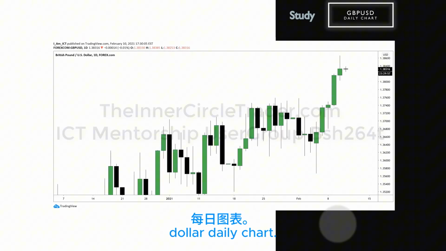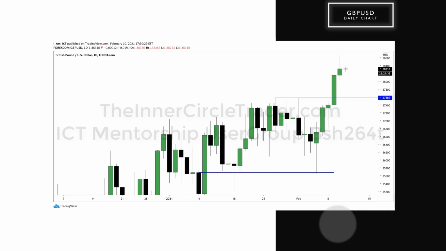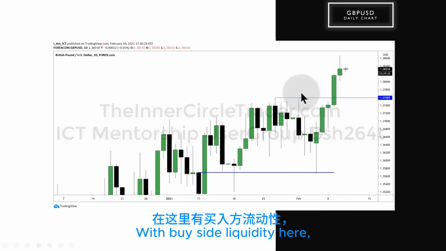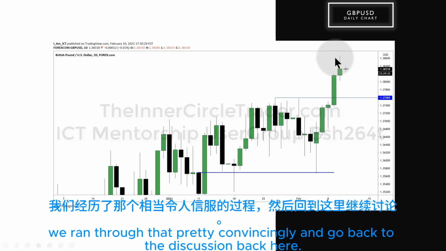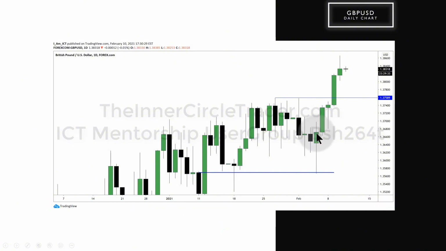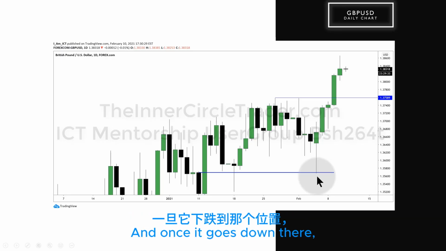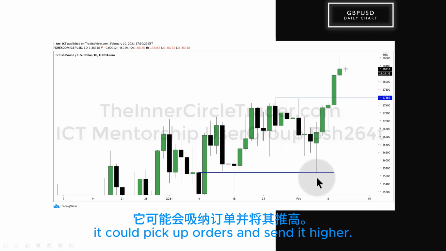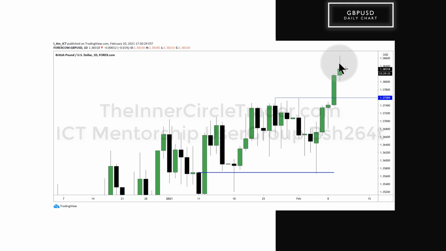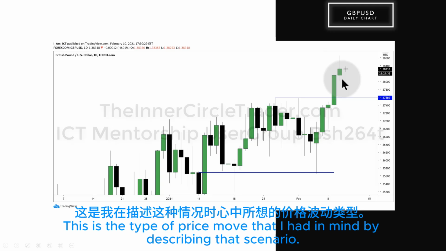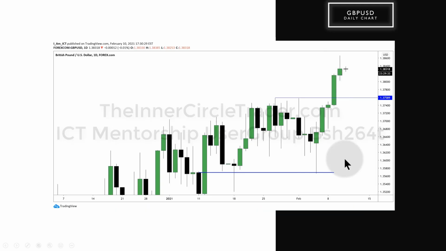British pound versus US dollar daily chart. All right, so we had buy side liquidity here. We ran through that pretty convincingly. And go back to the discussion back here where I said we would probably see a large range day, not likely to close. Doesn't have to close on like a down day, but we'll see a big range. And once it goes down there, it could pick up orders and send it higher. This is the type of price move that I had in mind by describing that scenario.